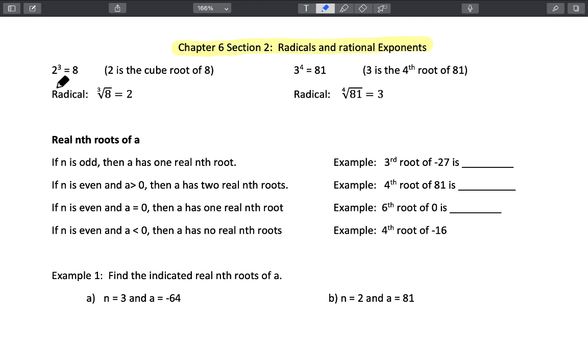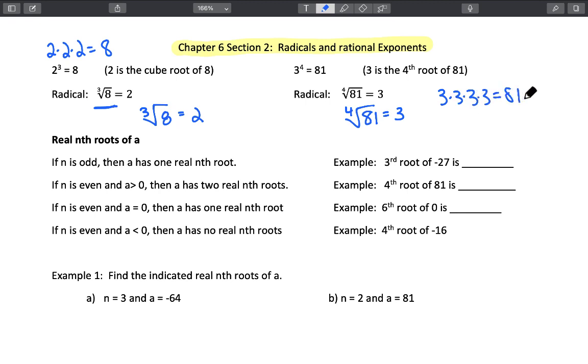So here's another example. 2 cubed is 2 times 2 times 2. The result is 8. And therefore the inverse of that cubing process is known as the cube root. And here's the radical expression for it. The cube root of 8 is equal to 2. It's essentially just asking what number do you multiply by itself 3 times in order to get 8. Likewise, the fourth root of 81 is equal to 3, because 3 times 3 times 3 times 3, 3 times itself 4 times, is the result of 81.